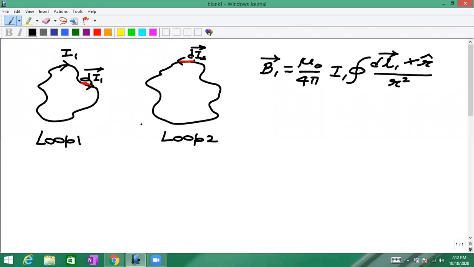Now what is the magnetic field at the position of loop 2 due to the entire loop 1? That expression for the current element must be integrated. So we have integrated that expression around loop 1. Now what are we getting here? We are getting the magnetic field at the position of loop 2 due to the current in loop 1, not due to any current element, but due to the whole loop 1. Okay, fine.